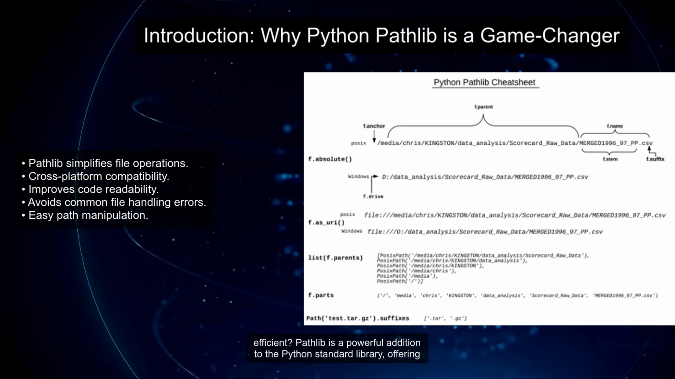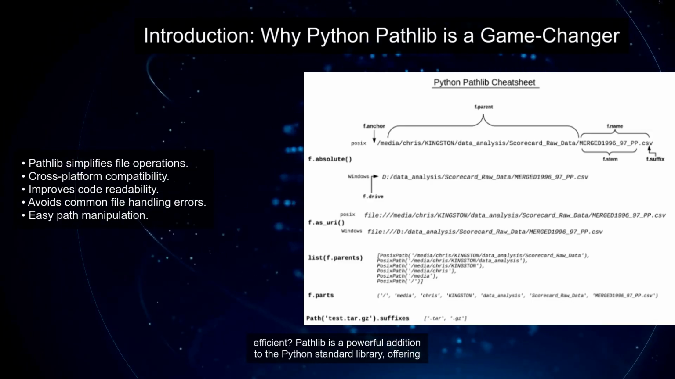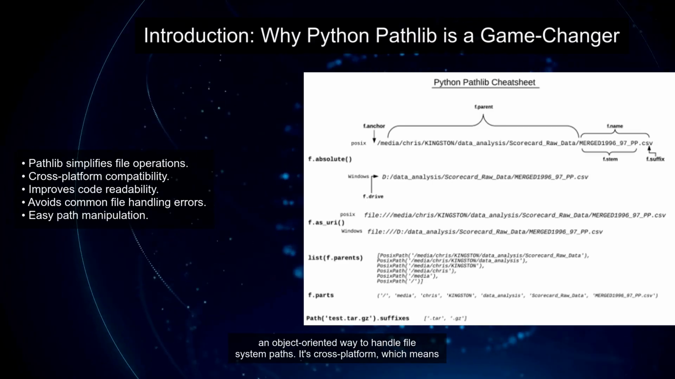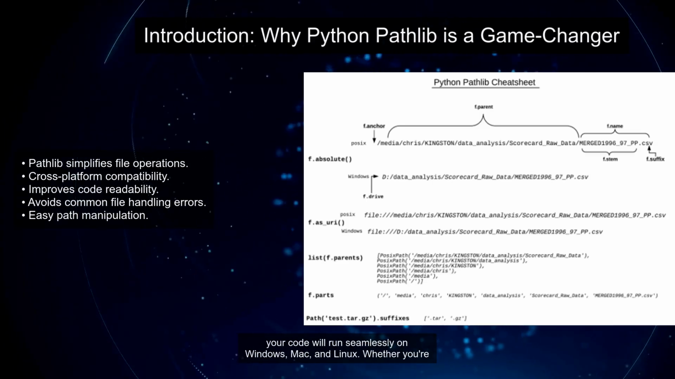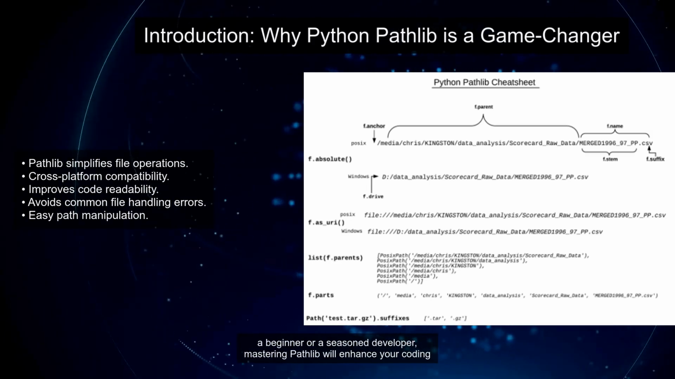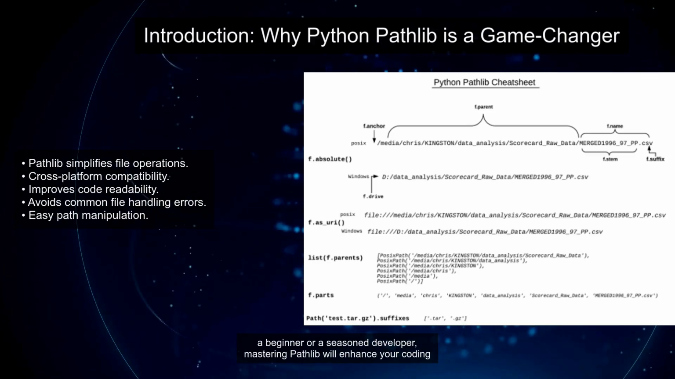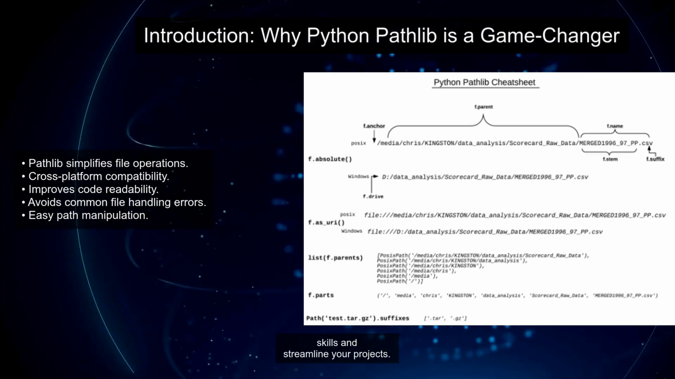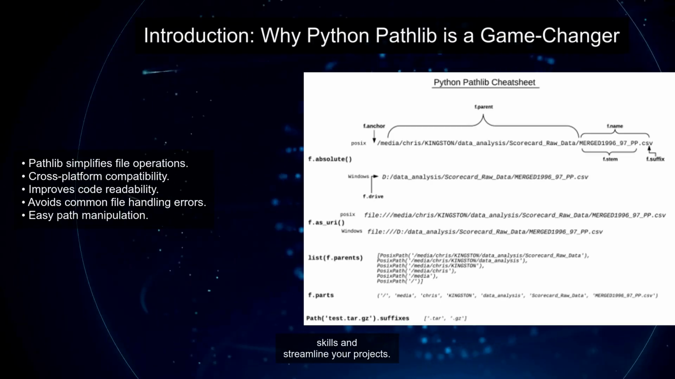Pathlib is a powerful addition to the Python standard library, offering an object-oriented way to handle file system paths. It's cross-platform, which means your code will run seamlessly on Windows, Mac, and Linux. Whether you're a beginner or a seasoned developer, mastering Pathlib will enhance your coding skills and streamline your projects.